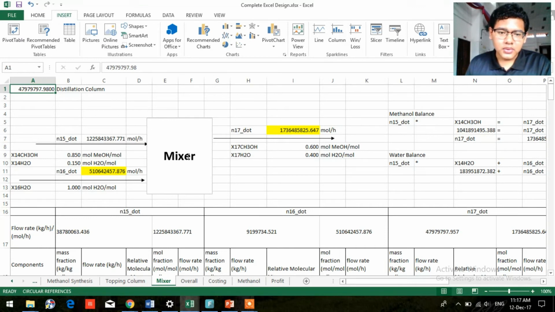And in the mixer, the product we got has a molar flow rate of approximately 17,000 million mole per hour, and the composition is 0.6 mole methanol and 0.4 mole water, as we want. The purity is 60%. Okay, so that's all. Thank you.